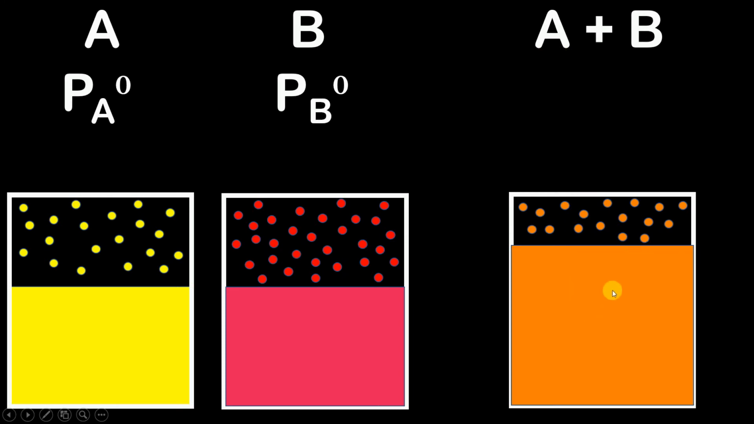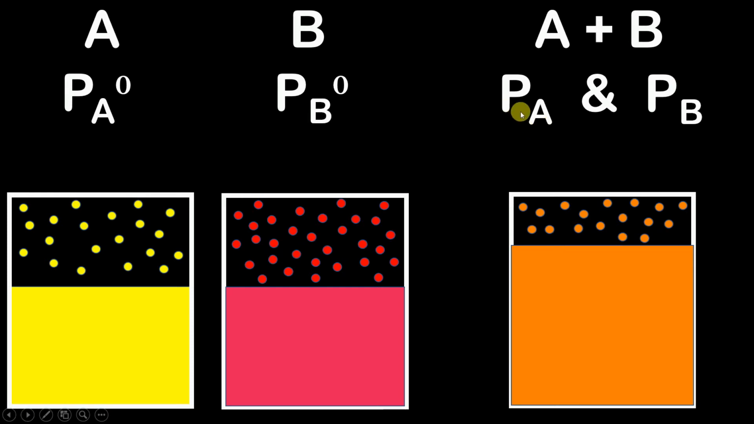Similarly, what will be the vapor pressure of B in this solution? Will it be P naught of B? Obviously not. It will be some other value. And let's assume these values to be PA and PB respectively.